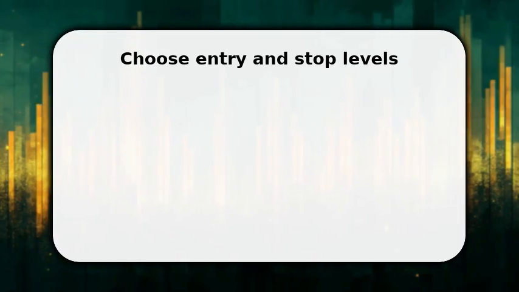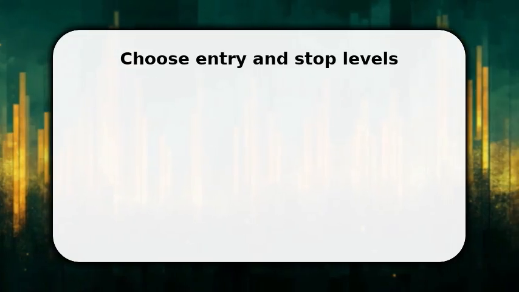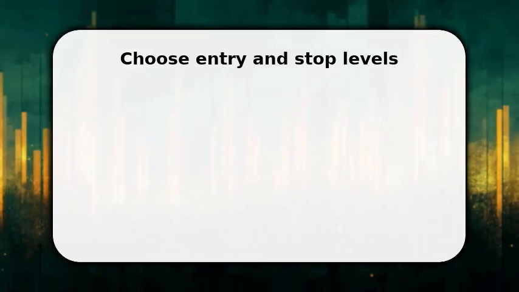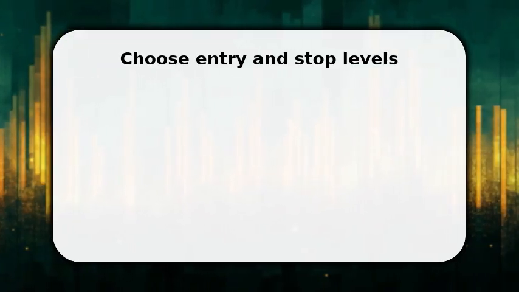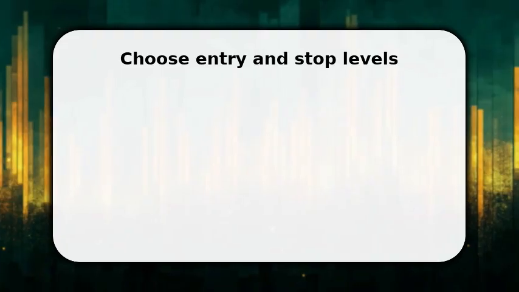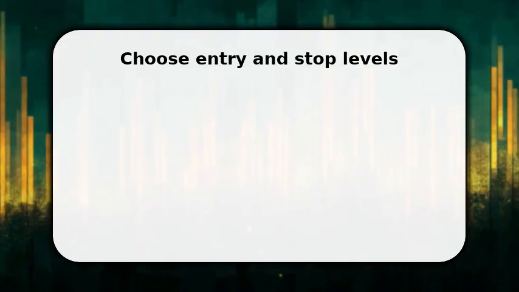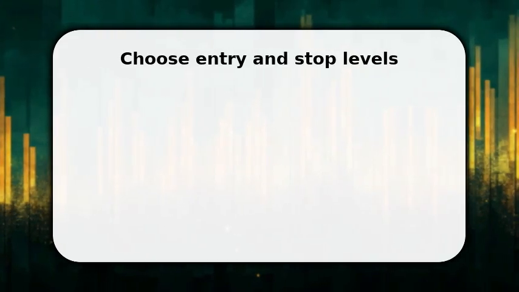You start by confirming your entry and the direction. Enter only when your signal aligns. Next, locate a logical stop based on structure, support for longs, resistance for shorts, or a volatility buffer like 1.5 times ATR. Then calculate your allowable risk.